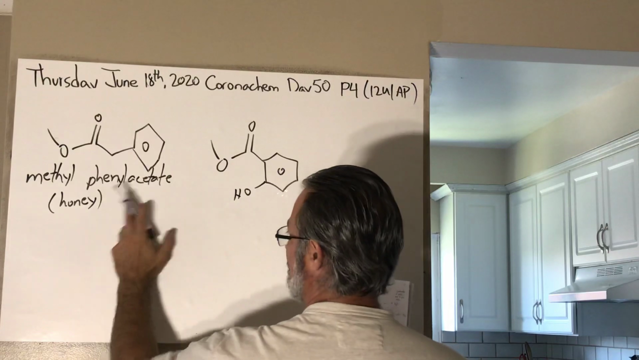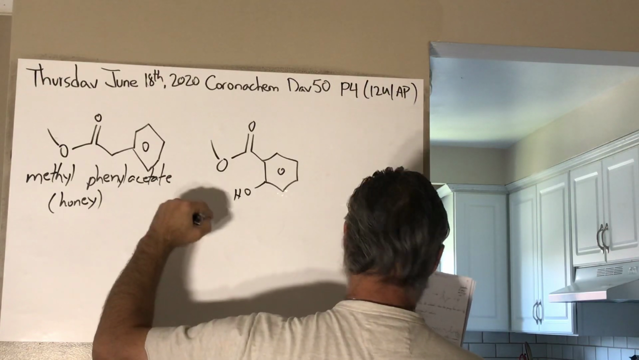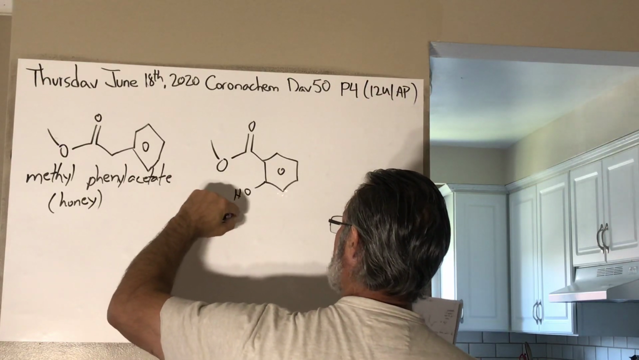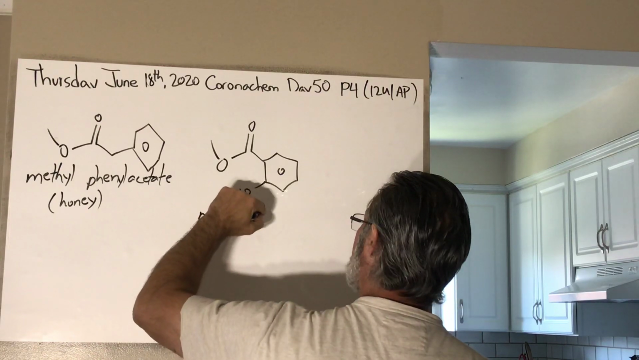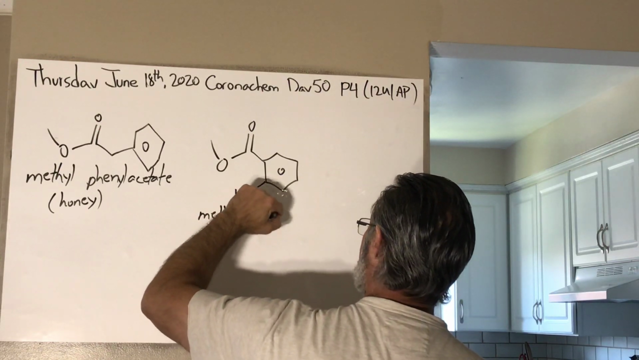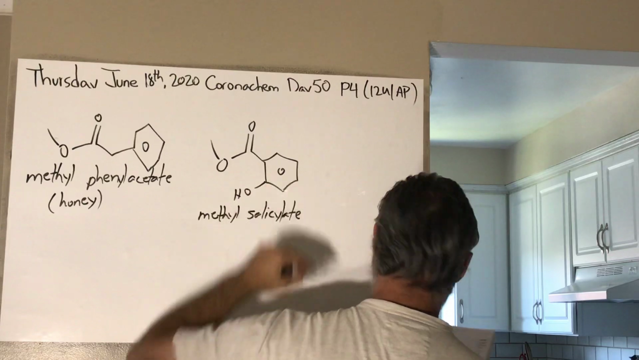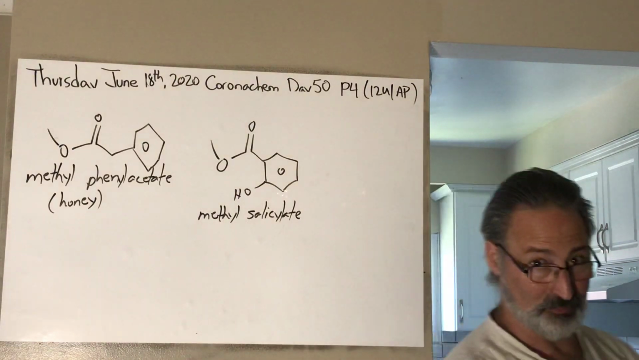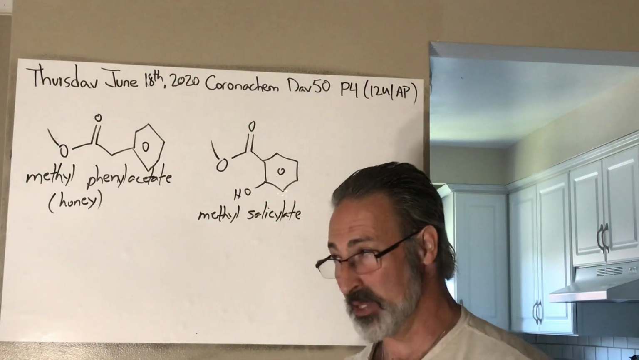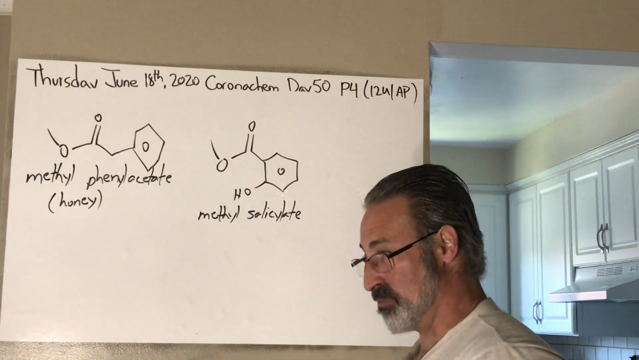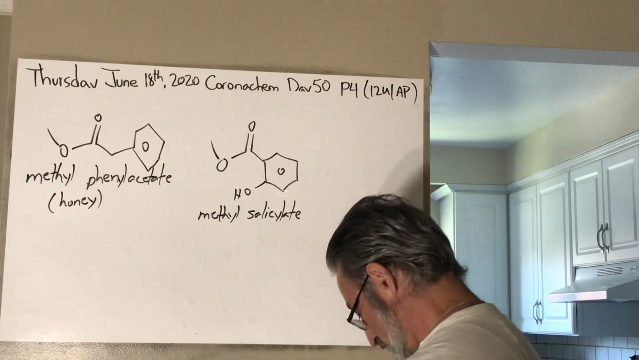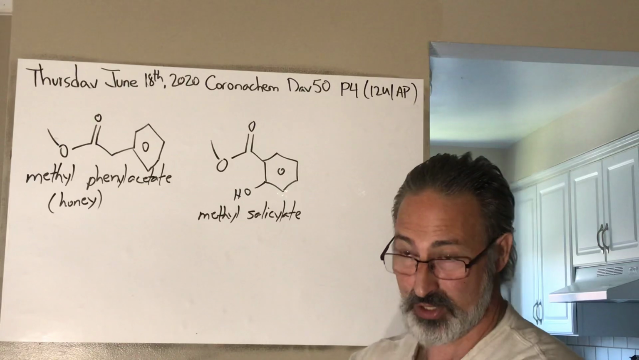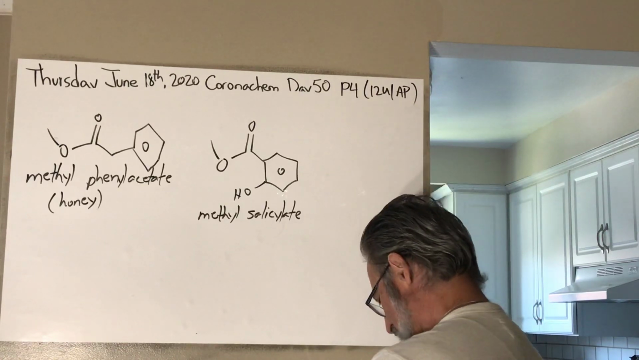So methyl phenylacetate smells like honey, and methyl salicylate is actually medicinal. It's called oil of wintergreen, and it's an ester, and it smells like wintergreen gum. It's a very appealing odor, very bracing. When you smell it, it smells good, and if you rub it on your skin, it's an analgesic like aspirin. I think it can lower your fever too.